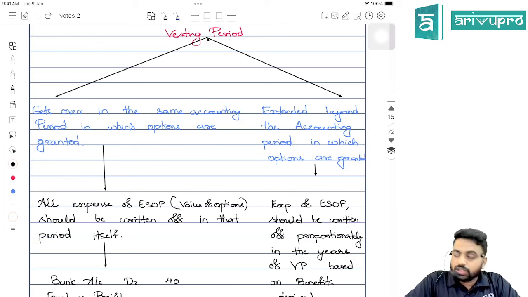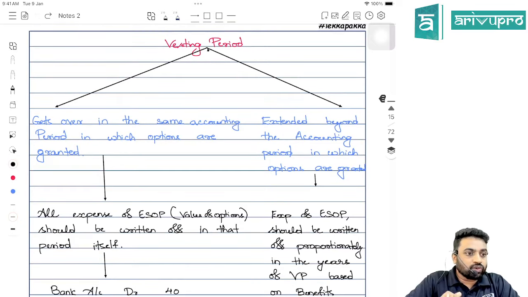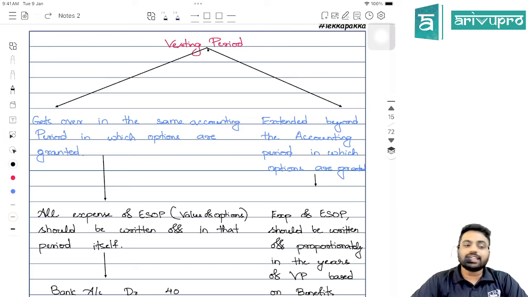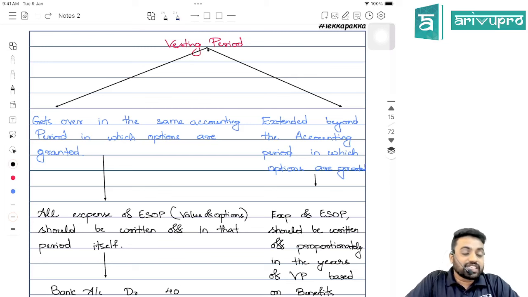Correct? Okay. So, for the vesting period, from an accounting point of view, we are going to divide the vesting period into two. One, where the vesting period gets over in the same year the grant is given. For example, the options have been granted on 1st April 2024. Now, if the vesting period is within the year 24-25, somewhere in between the year 24-25, then we can say it is vesting in the same year.